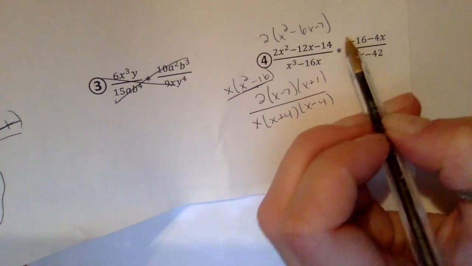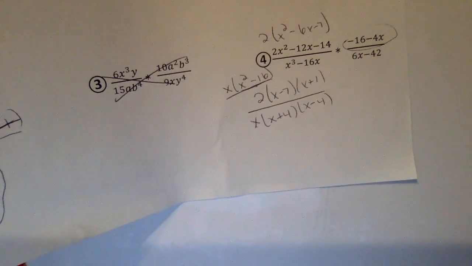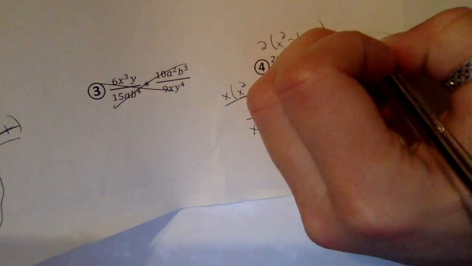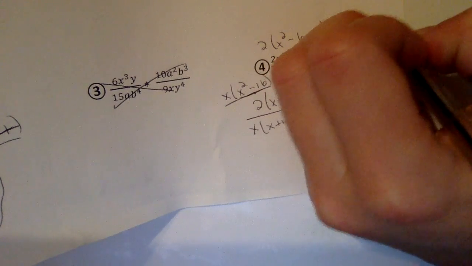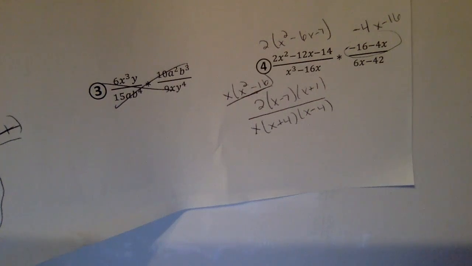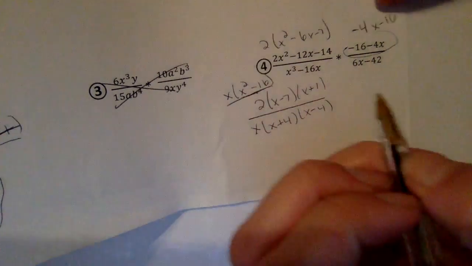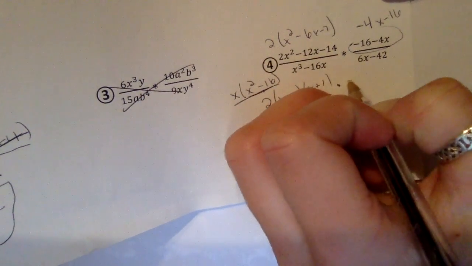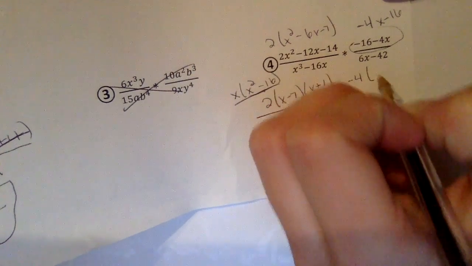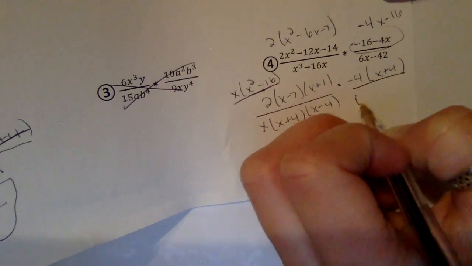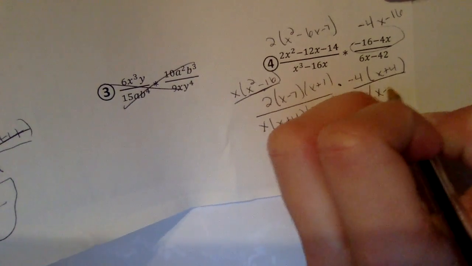Okay, now this one, just like the first one, see how the factor's written almost backwards? First, I'm going to rewrite it as negative 4x minus 16, just so it matches the way the rest are. And when I factor, it's going to be lined up with everything. Okay, so I'm going to factor out a negative 4, and I'm left with x plus 4. And on the bottom, take out a 6, and I'm left with x minus 7.